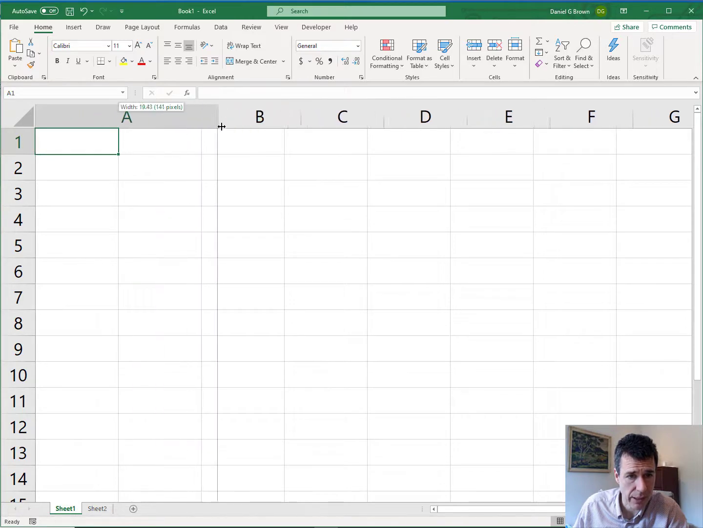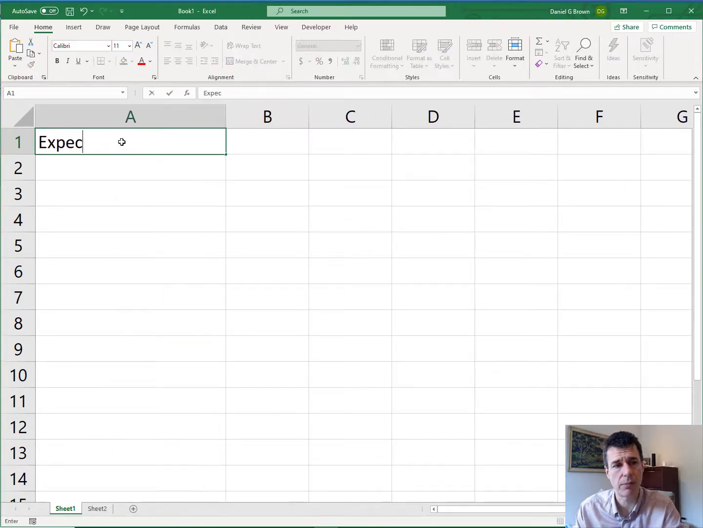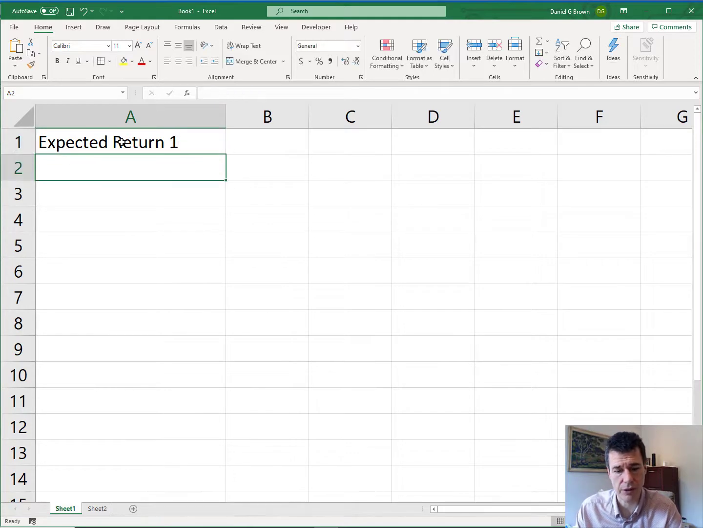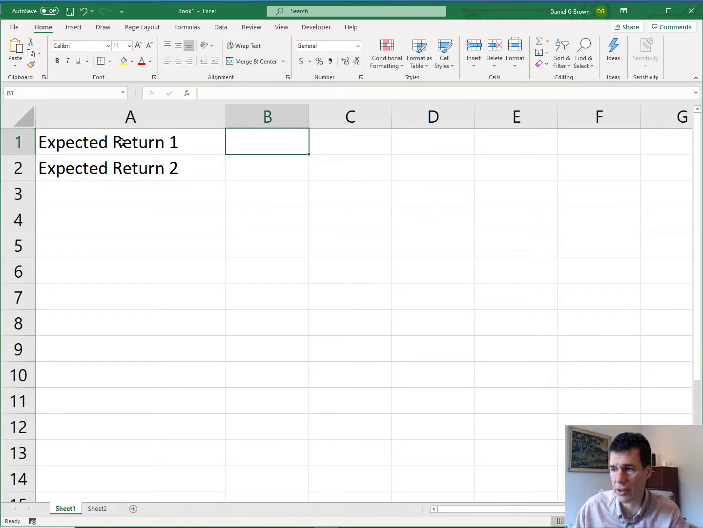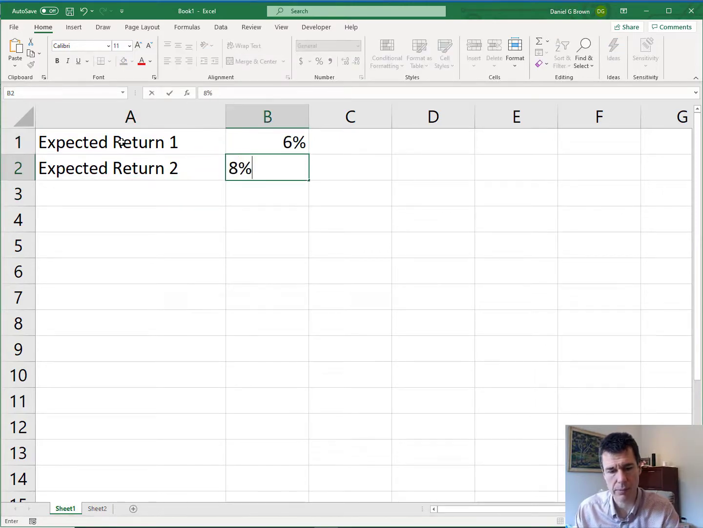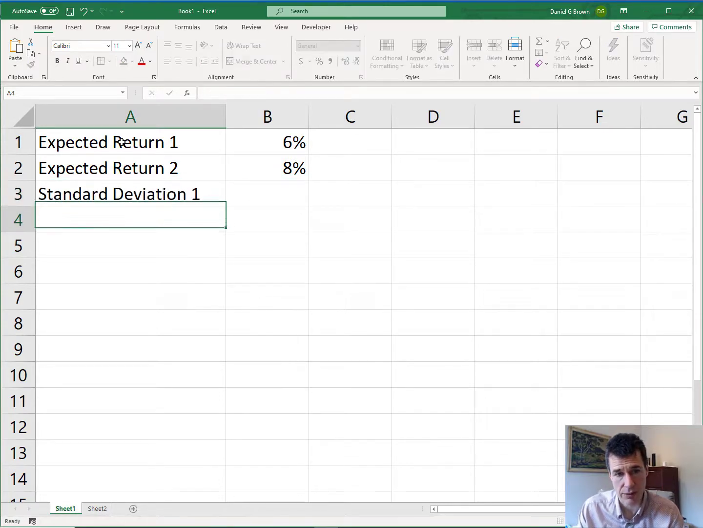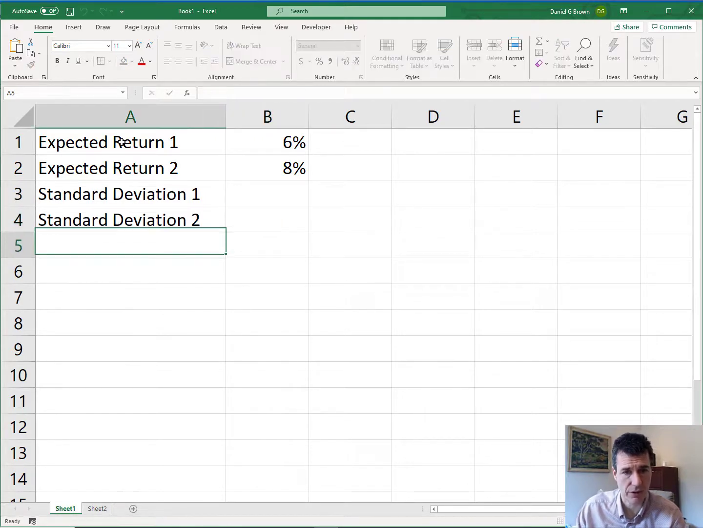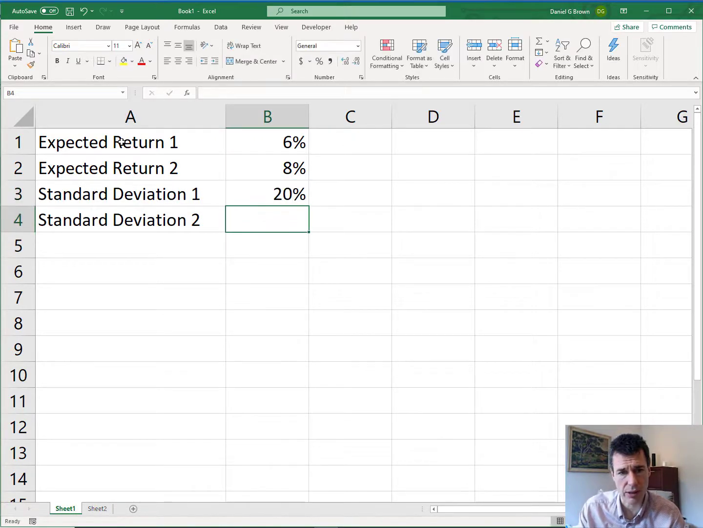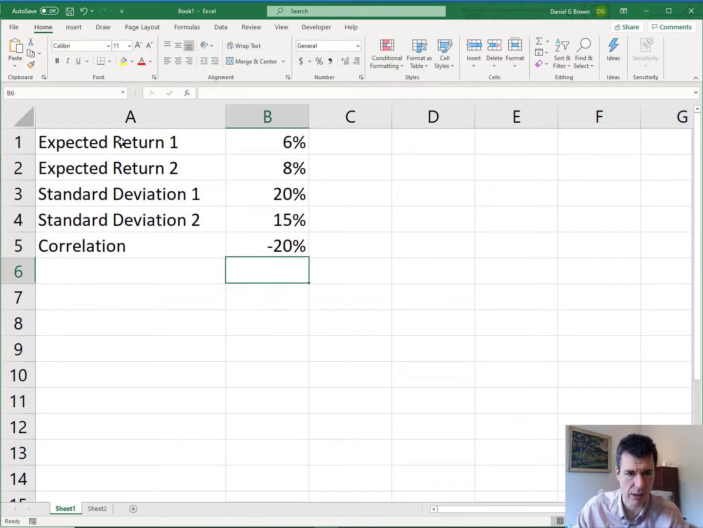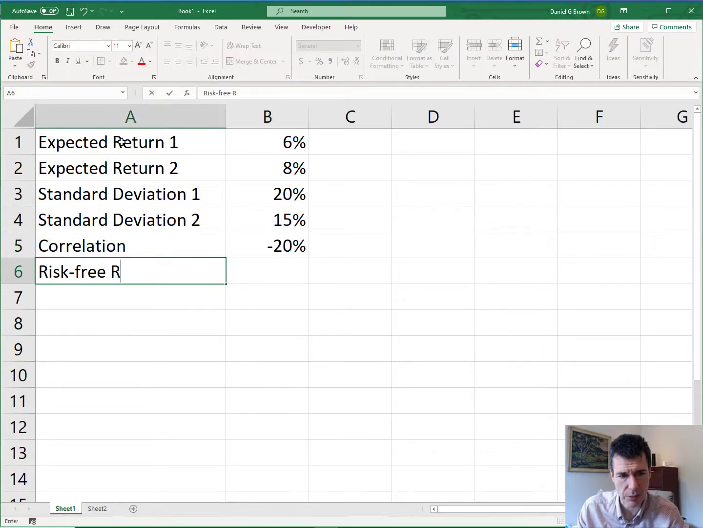So let's get some headings in here. So we've got an expected return for the first stock, an expected return for the second stock, and that was 6% and 8%. We've got a standard deviation for the first stock and a standard deviation for the second stock, and that was 20% and 15%. And we've got a correlation between the stocks of negative 20%.